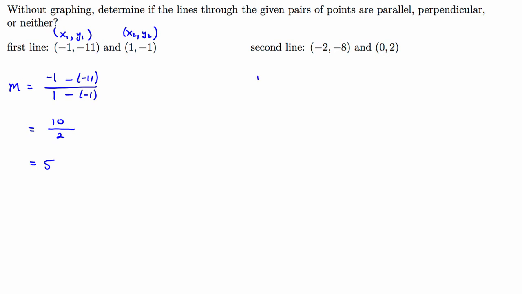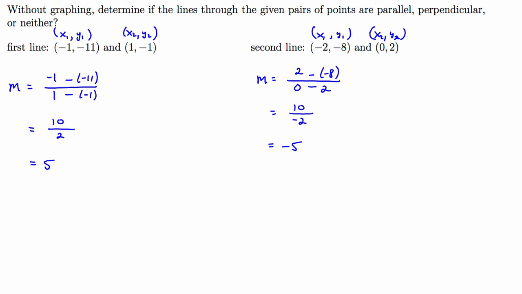To find the slope of the second line, we repeat the same process with the different values. For this point, my -2, -8 point will be my x1, y1, and the point 0, 2 will be my x2, y2 point. So again, the slope formula. The slope is y2 minus y1, so 2 minus -8, over x2 minus x1. 2 minus -8 is 10, 0 minus -2 is 2, and 10 divided by 2 is 5.